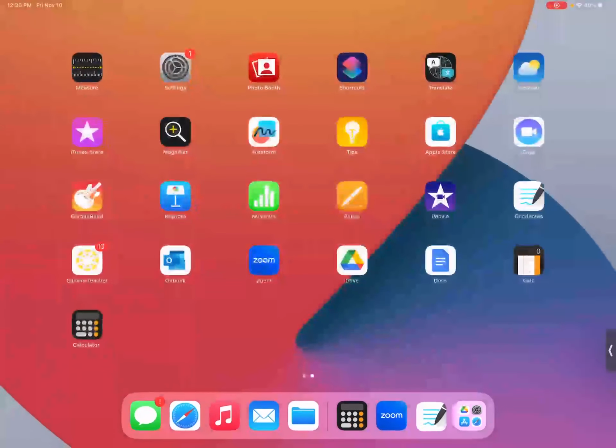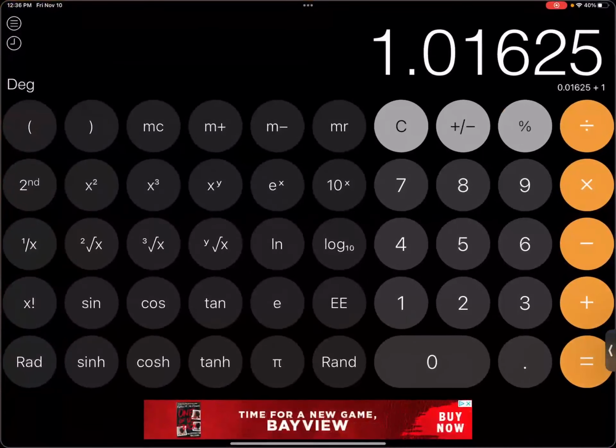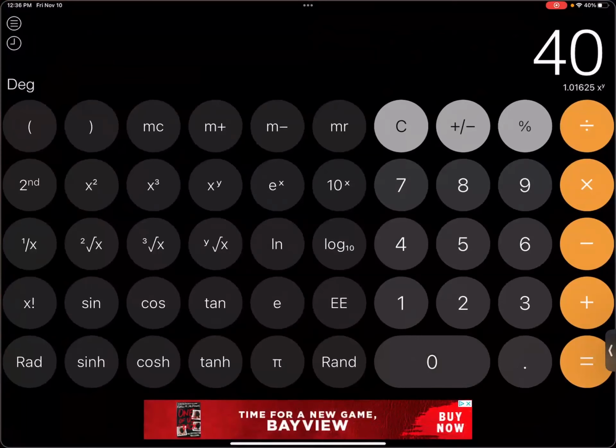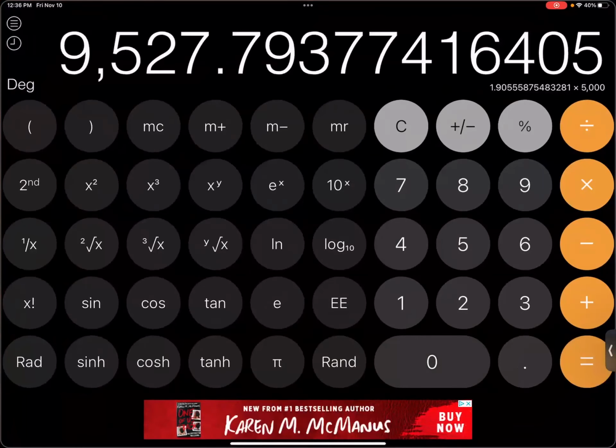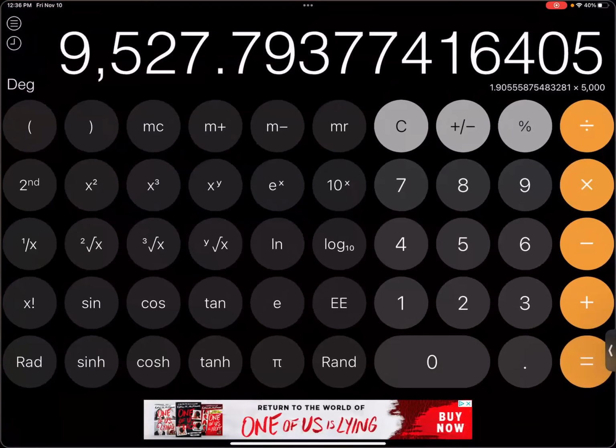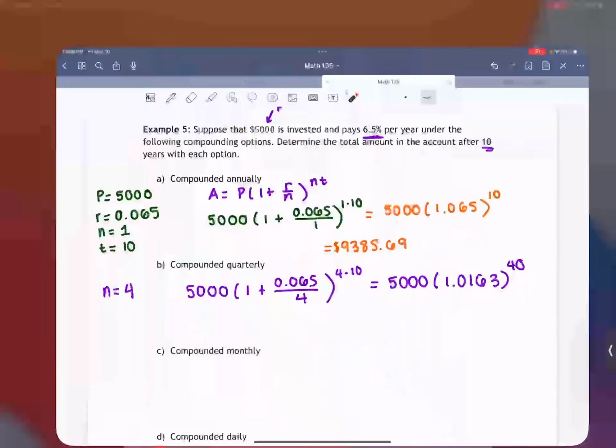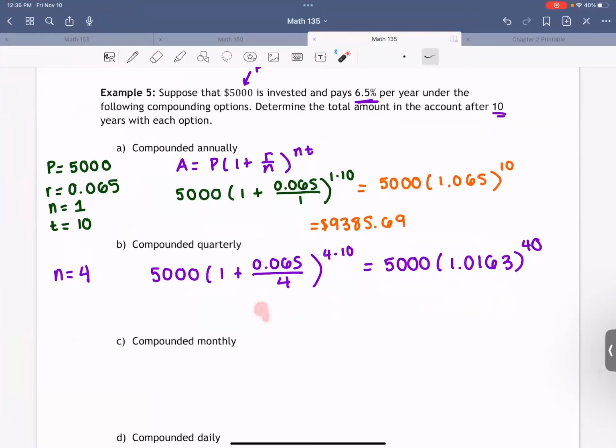Okay, let's go ahead and do this. We're going to raise it to the 40th power. Then I'm going to multiply it by 5,000, and it looks like we get 9,527.79 as our final answer. All right. Mine is wrong.